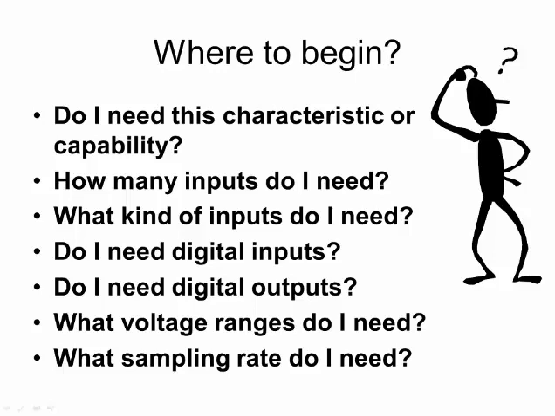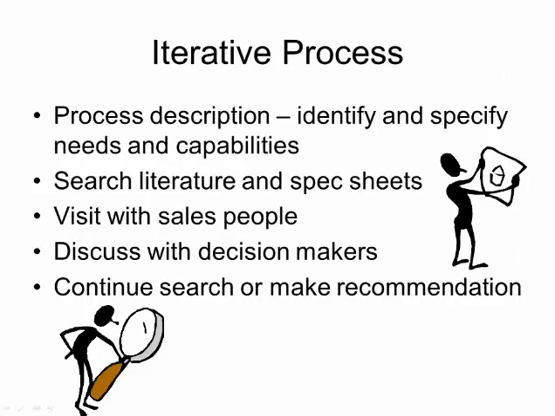How many of each kind? Do I need digital outputs? If yes, how many? What voltage levels do I need? What sampling rate do I need? Think about this as an iterative process, where you go back to your boss or your project and clarify your needs, and then go back to the spec sheets you're looking at to see what capabilities the equipment has and compare their capabilities to your needs.